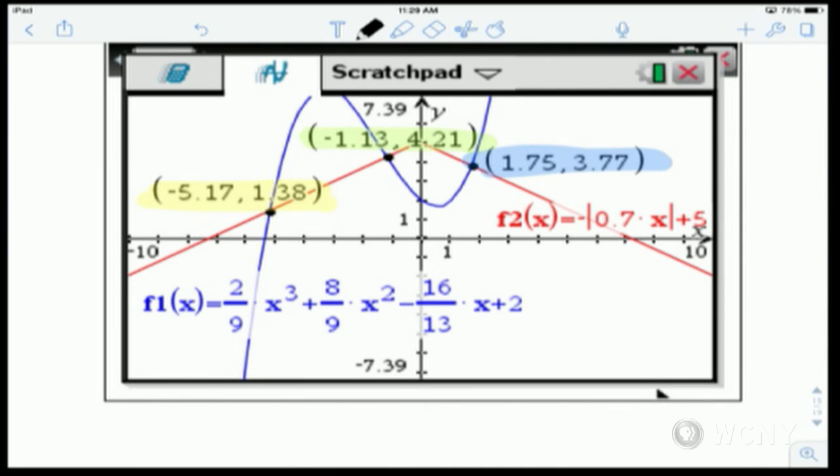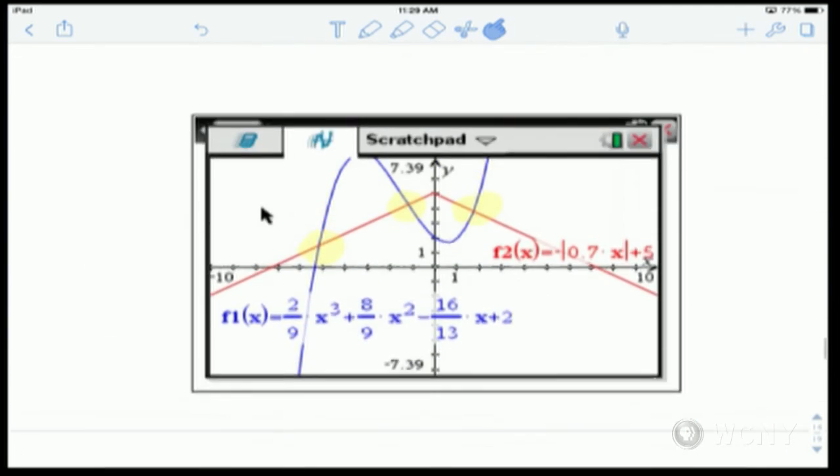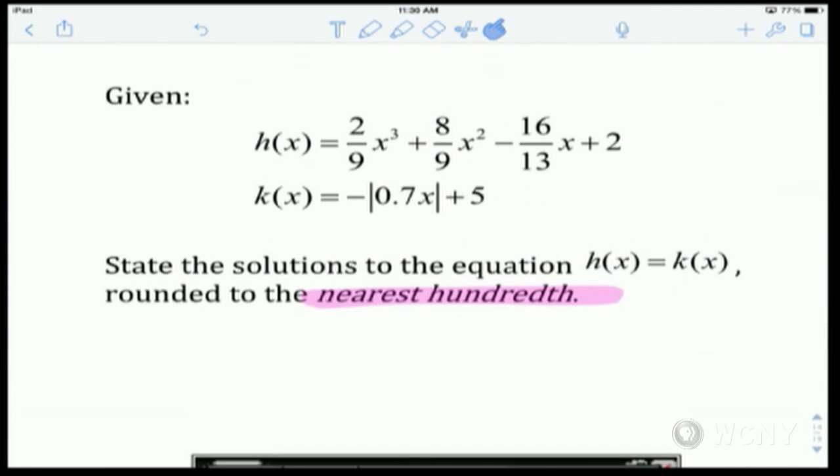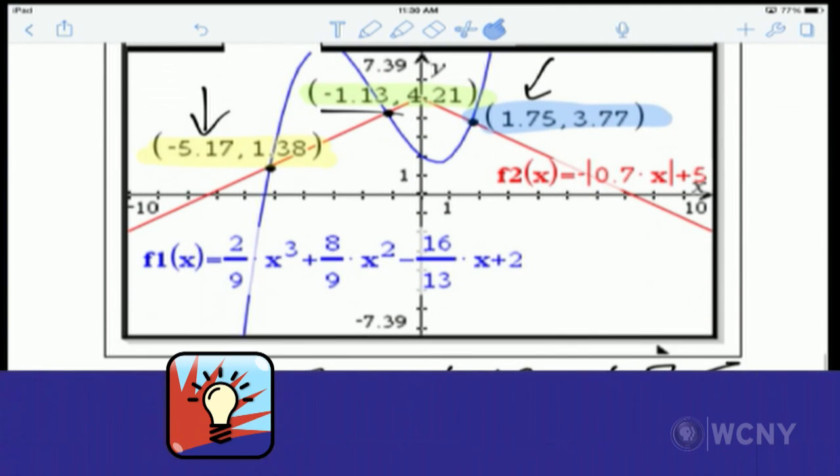So your solution here would be negative 5.17. I'm just going to draw an arrow there. Negative 1.13 and 1.75. Always, again, I've said it every time, I think, go back and reread and make sure you round appropriately. We round to the nearest hundredth. That's 2 places after the decimal point. And fortunately for us, the calculator does that for us. It gave us 2 places after the decimal point, so we don't need to worry about it.